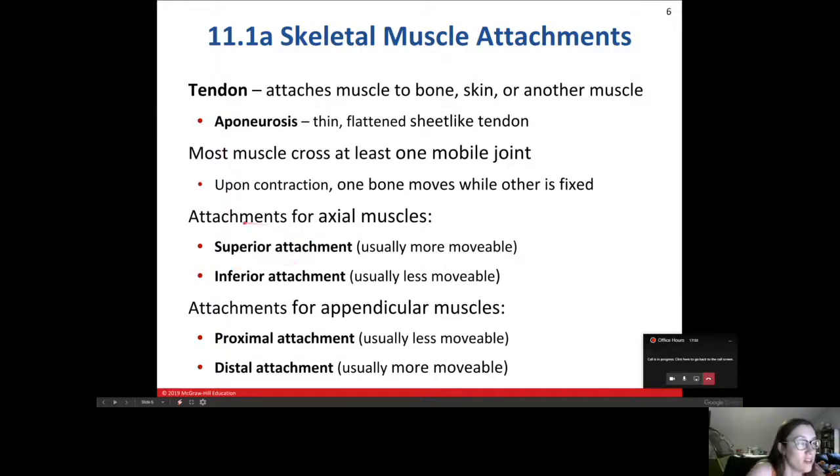Attachments for axial muscles have a superior and an inferior attachment. Usually the superior attachment is more movable and the inferior attachment is less movable, but it's a little bit less clear in the axial muscles. We're going to focus a little bit more on the appendicular muscles. For the appendicular muscles, the proximal attachment is usually less movable, and that's called the origin. And the distal attachment is usually more movable, and that's called the insertion.